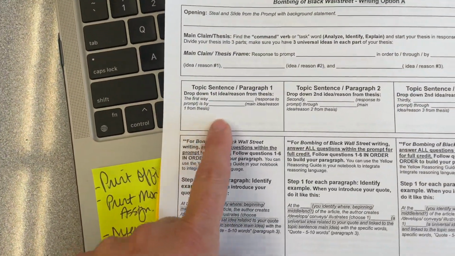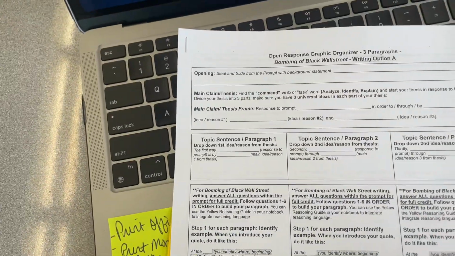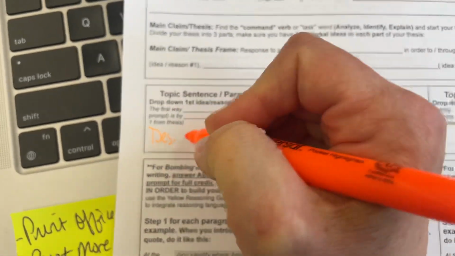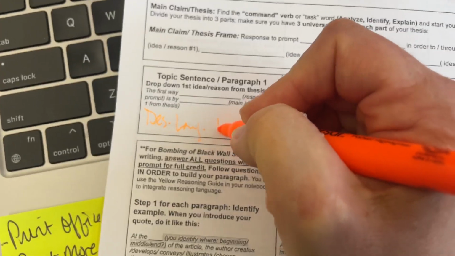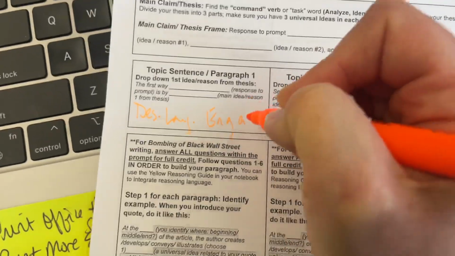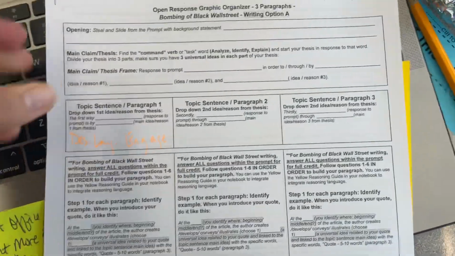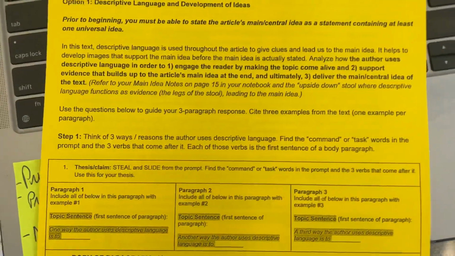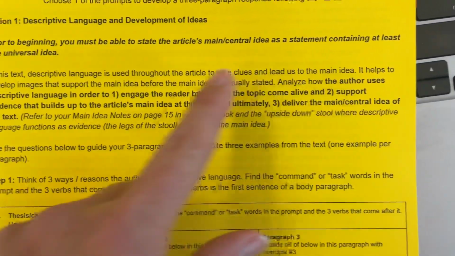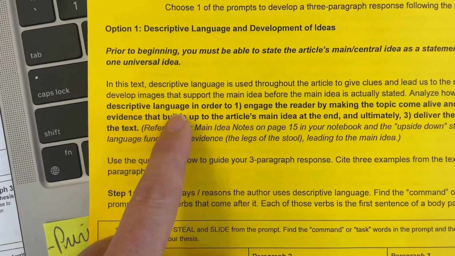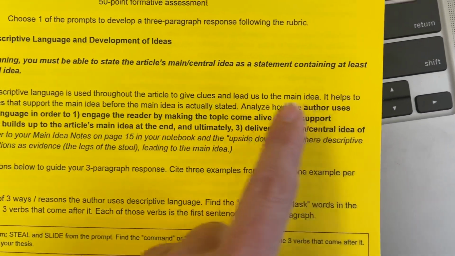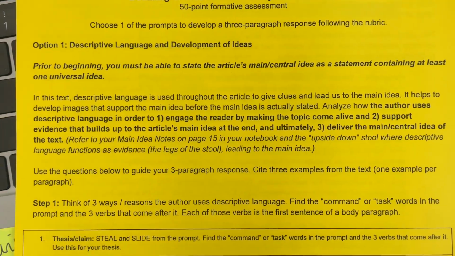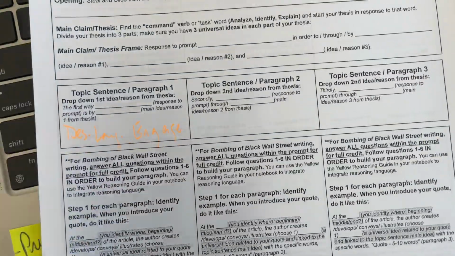So in your topic sentence 1, I'm just going to write myself a little note saying descriptive language, engage. It can be messy, just so I can keep track in my own mind of what each paragraph is doing. Okay, so what is the next paragraph? The second paragraph, go back to the prompt: how she uses descriptive language in order to support evidence that builds up to the article's main idea at the end. So that's getting a little bit more complicated, right?